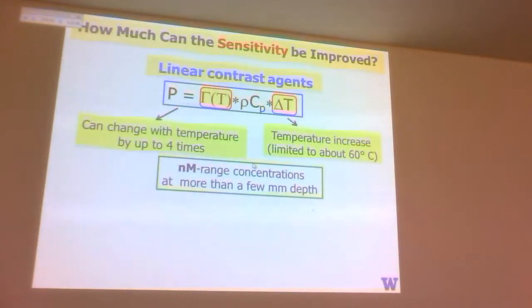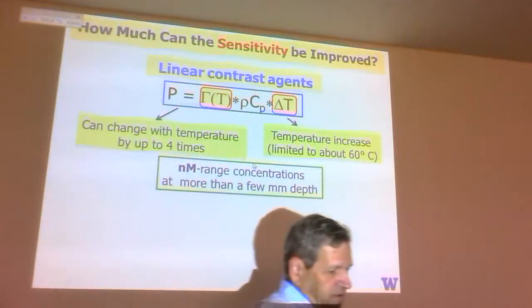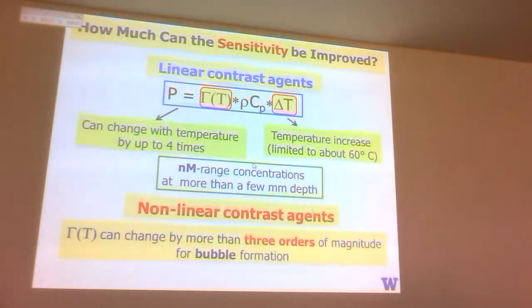Remember what I said about PET? PET is picomolar. So with picomolar concentrations, no way am I really going to compete. And that's a fundamental limit. I mean, all you can do is go backwards from there. Right, so is there a way around it? Yes. So, looking for nonlinear contrast agents.